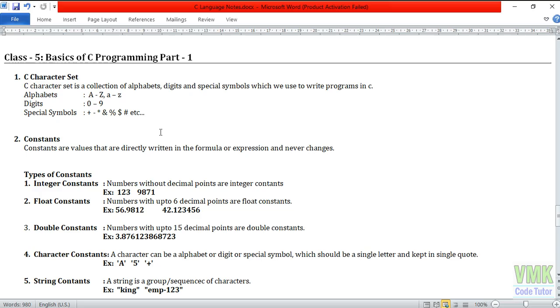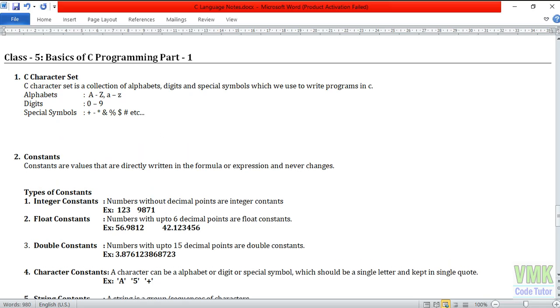Now, what is a character? A character can be any letter that you take from this character set. For example, A is one character, B is one character, Z is one character, P is one character, 0 is one character, 5 is a character, plus is a character. So any single letter that you take from this character set is a character. All combined, we call it the character set, and this character set we are going to use for writing purposes.